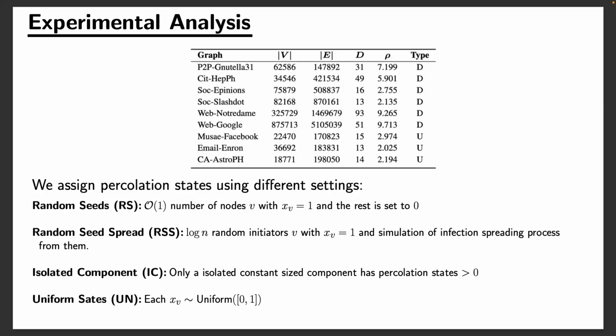And finally, we used the approach used by De Lima et al. in their experiments, in which for each node in the network we assigned a uniform value between 0 and 1 as a percolation state to that node.